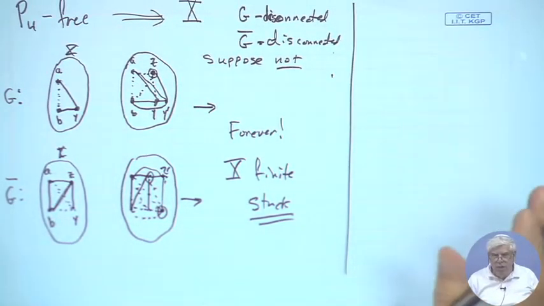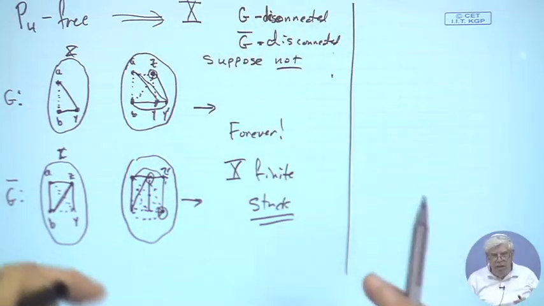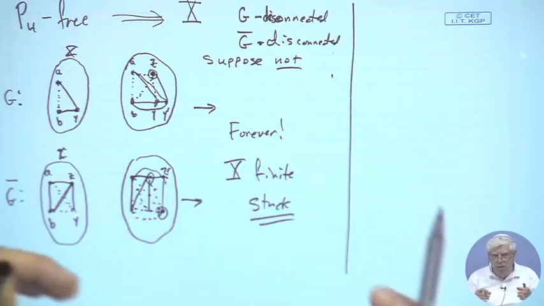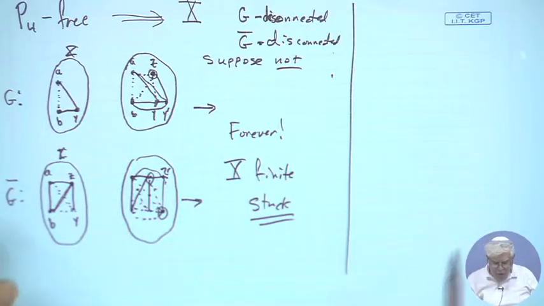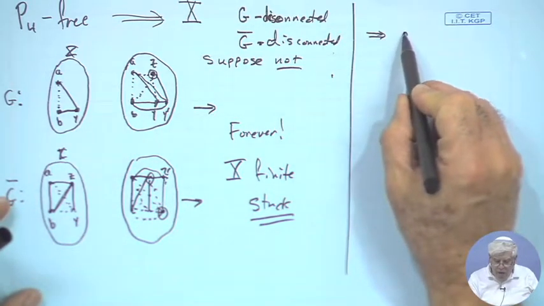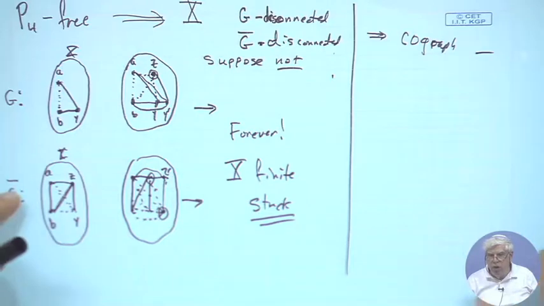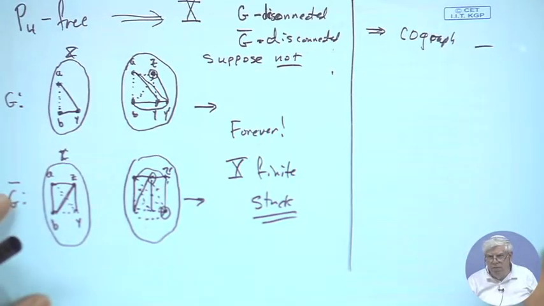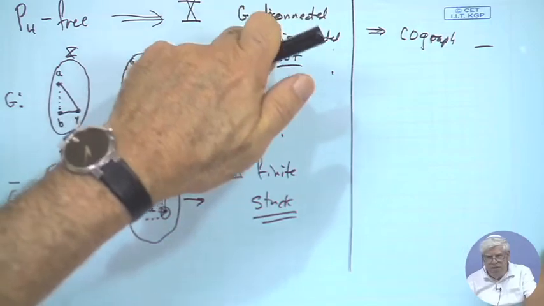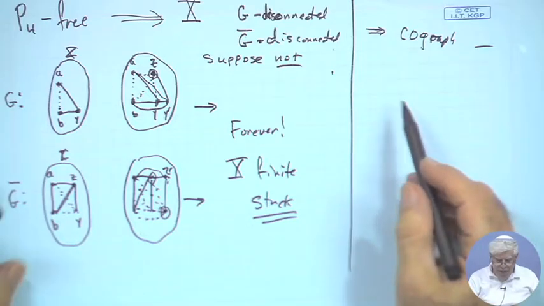Now let's look at the last implication, which is very easy. We assume that for every X, either it's disconnected in G or it's disconnected in G bar. And I want to show that that implies that it's a cograph, and I can construct a cotree. Well, that's really simple. It's exactly what this was designed to do. We'll do this by induction too. Take all the vertices. Well, they form an X.